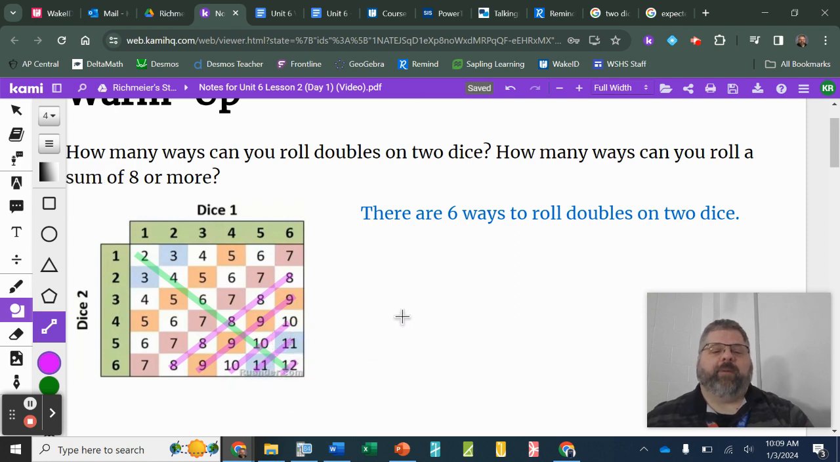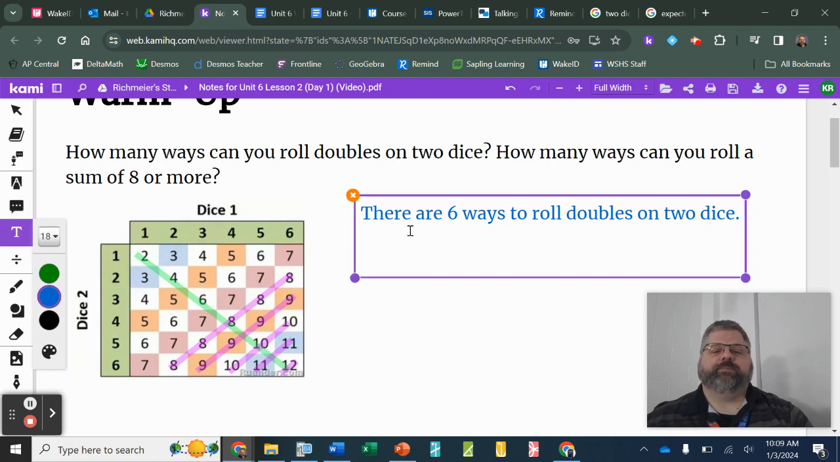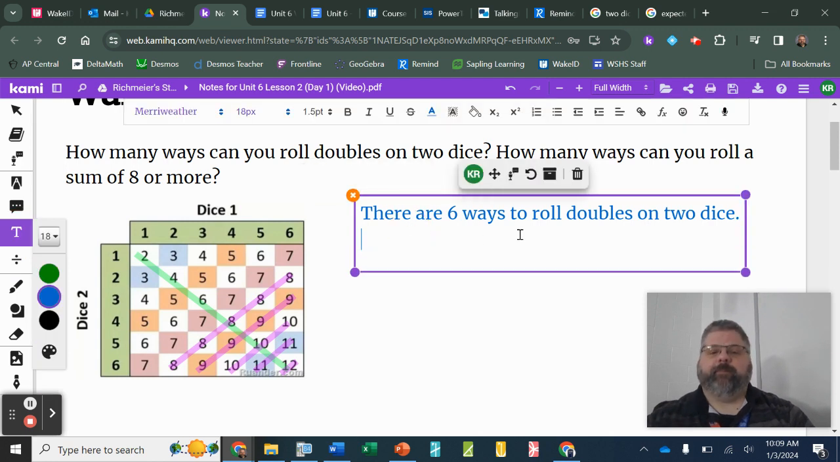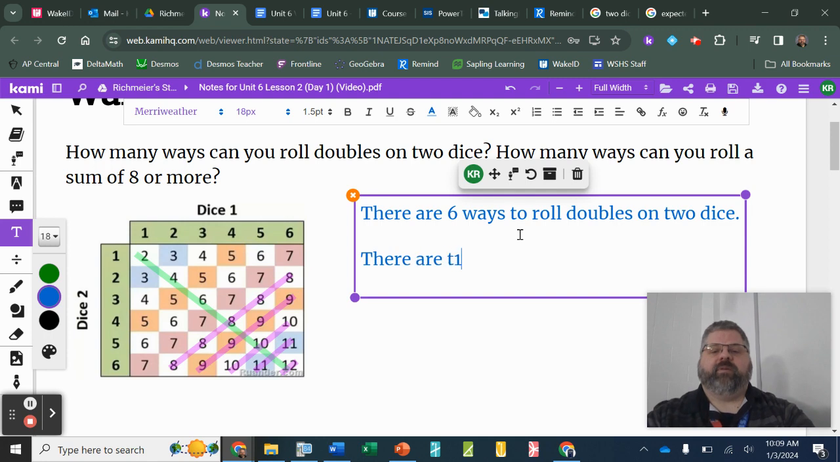So I just need to count how many squares or how many outcomes that is. For the 8s, that would be 5, 4 more for the 9s for a total of 9, 3 more for the 10s, which would give me a total of 12. And then I'd have 13, 14, 15. So there are 15 ways to roll a sum of 8 or more on 2 dice.